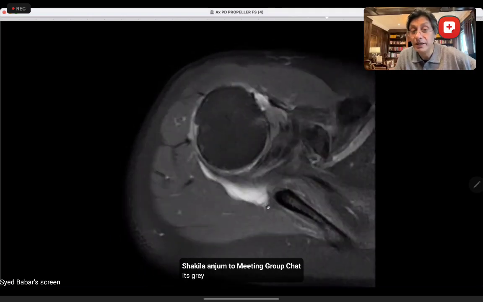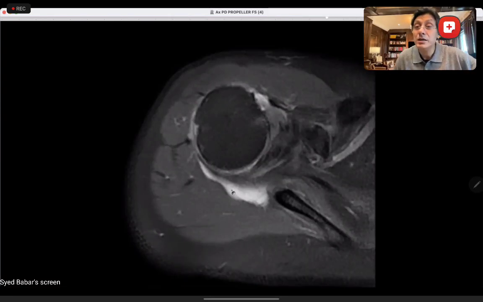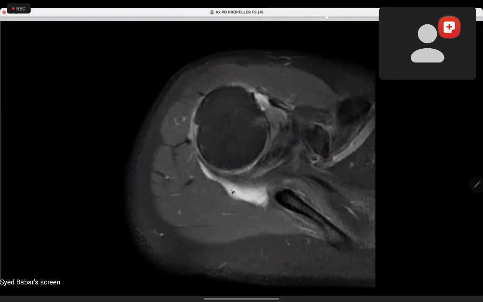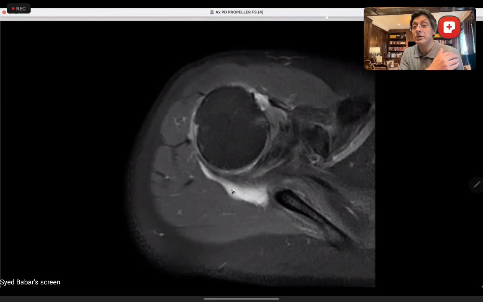Where would this fluid be? In the bursa. It's at the back, so it's in the bursa. Remember, the subacromial subdeltoid bursa goes front to back, medial to lateral, so you're actually cutting across the subacromial subdeltoid bursa. When we look at the other sequences, you will certainly see it more beautifully, but I can tell you now that there is fluid in the bursa.